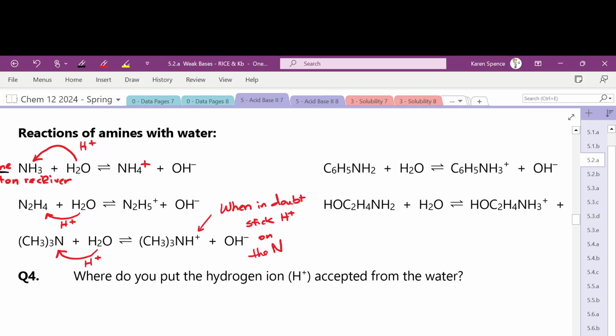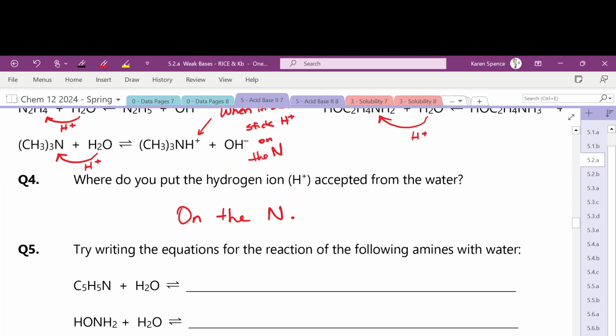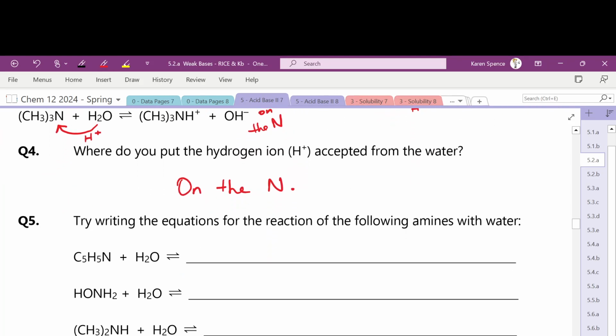Okay, we've got another one here. H plus. Where do you put the hydrogen ion accepted from the water? On the N. Okay. Try writing the equations for the reaction of the following amines with water. So you give it a try yourself.